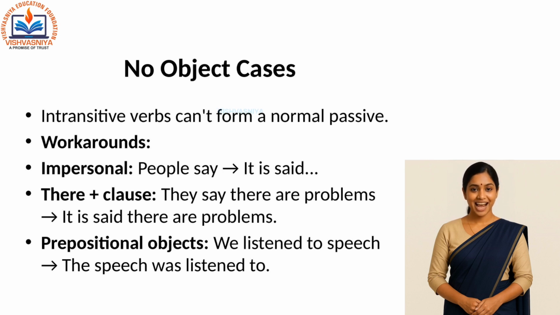English gives us some workarounds. Impersonal passive. Active: people say he is honest. Passive: it is said that he is honest, or he is said to be honest. There clause in passive. Active: they say there are many problems. Passive: it is said that there are many problems.